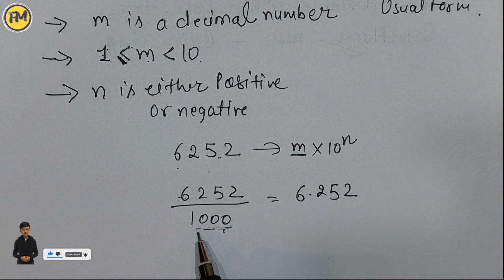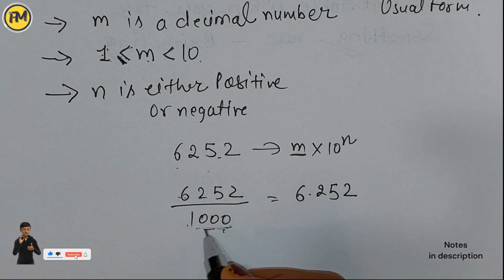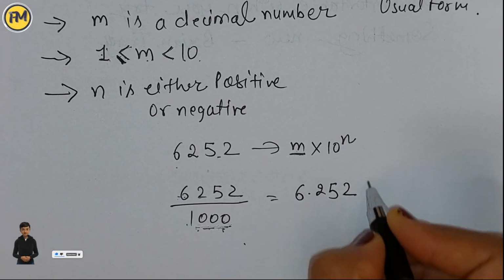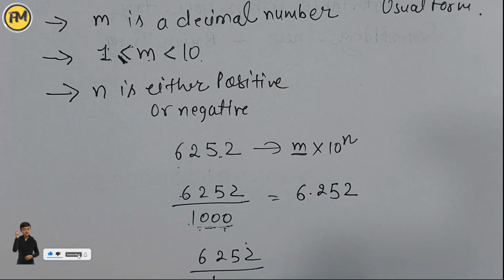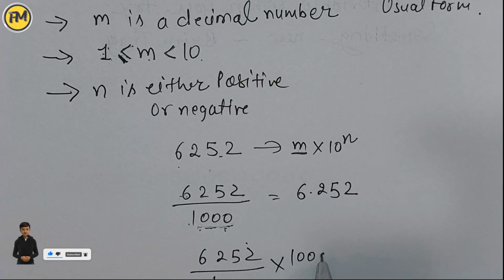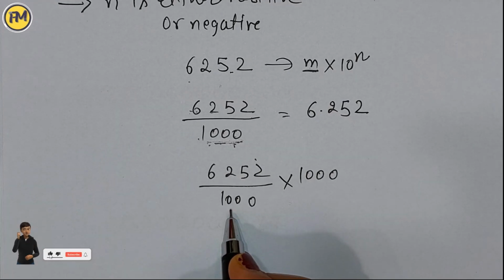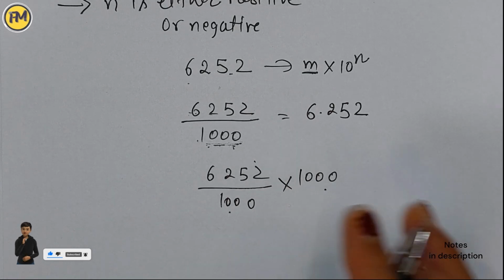But we can't do anything on only one side. If you are dividing by 1000, then for balance you have to multiply also by 1000. So 6252 divided by 1000 and multiplied by 1000. If you are dividing by 1000, you have to multiply by 1000 also. कुछ भी अपने मन से नहीं कर सकते हैं.